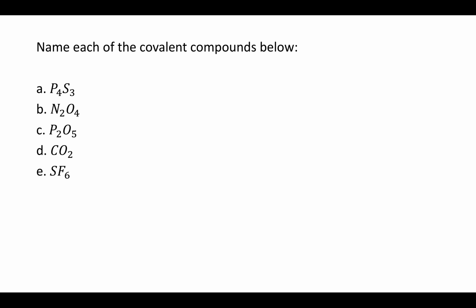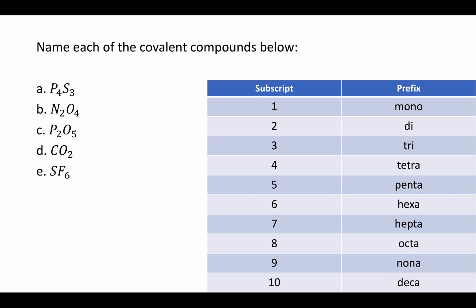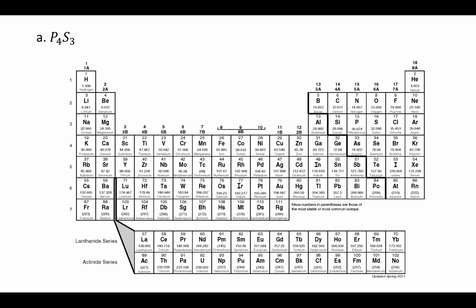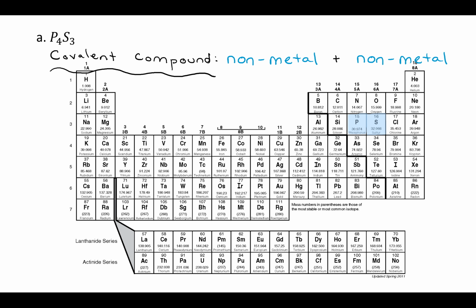So let's try naming some of the covalent compounds listed here. The unique thing about naming covalent compounds is we're going to give a prefix in front of each element that represents the subscript that comes after it. So for example, let's try naming P4S3. First, phosphorus is to the right of that zigzag line, sulfur is to the right of that zigzag line, so we have a covalent compound.